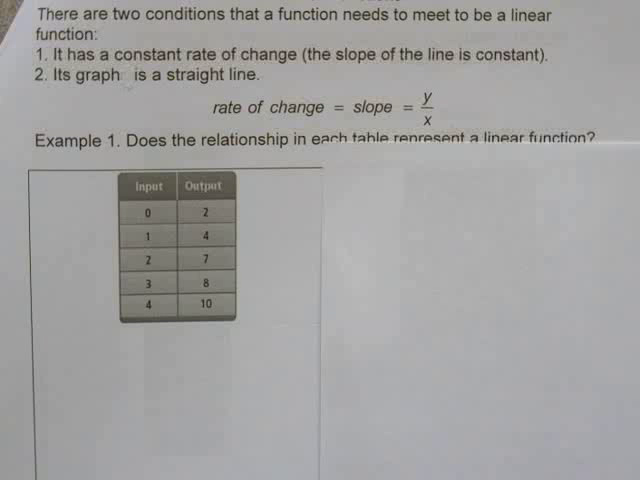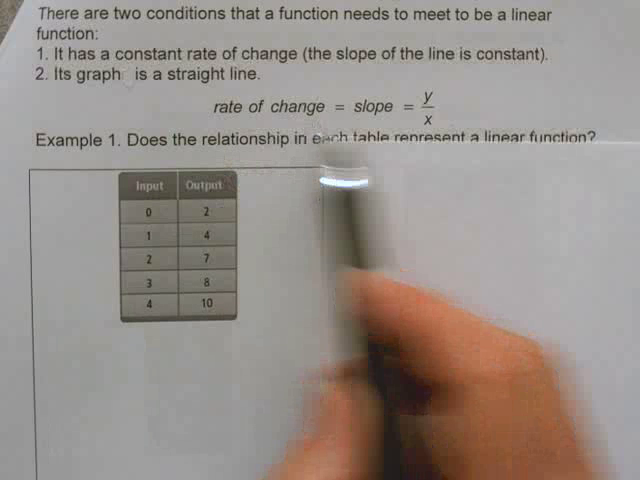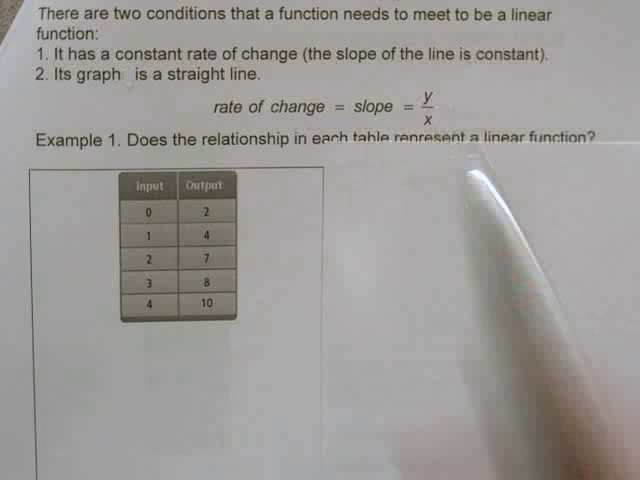And the other really key thing about linear functions, as you can see in the first point, is that a linear function has a constant rate of change. The slope of the line is constant, all right? And as it says in the second point, its graph is a straight line. And as you may recall, a rate of change is the same as slope. When you hear the words rate of change, you're thinking slope, y over x.